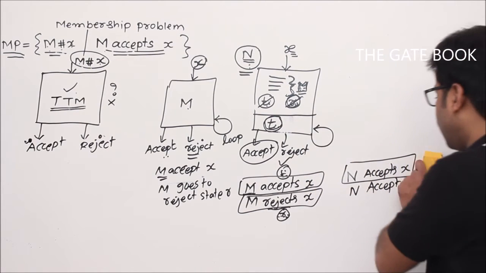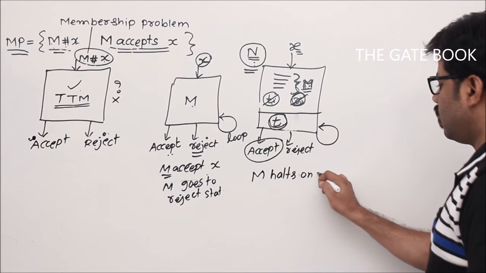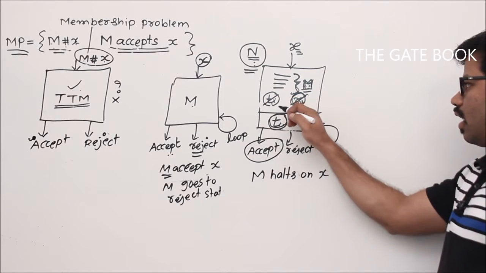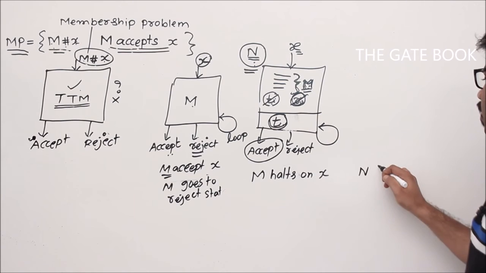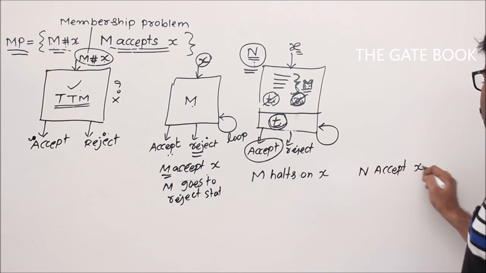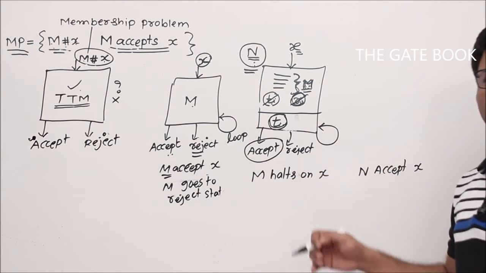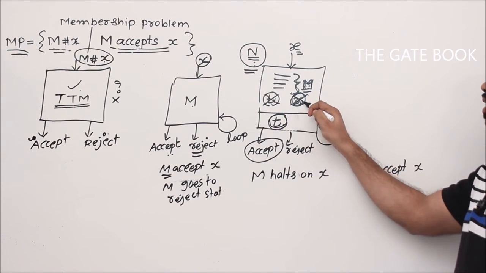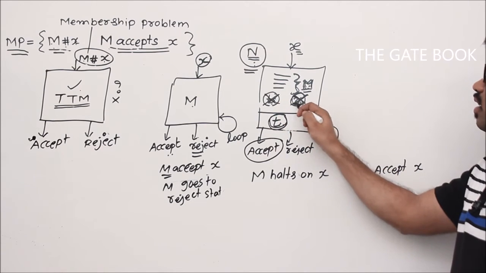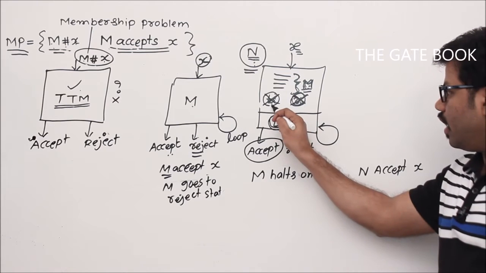Okay, now can I say one thing clearly? Finally, if M halts on X, that means M is going to T state or R state, then only we say it is halting on X. Then definitely N is accepting X, right? N accepts X. That is the way we designed N. Okay, now if M does not halt on X, think about it. That means M never comes to T state or R state. If M never comes to T state or R state, then N is not going to come to T state. Correct or not? Because we linked it like this.